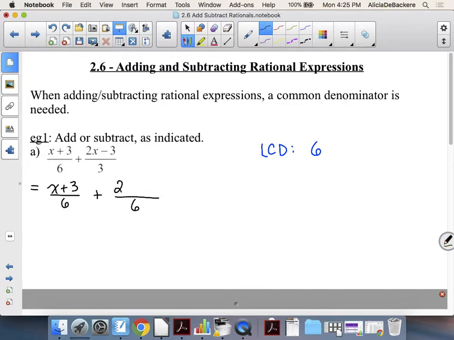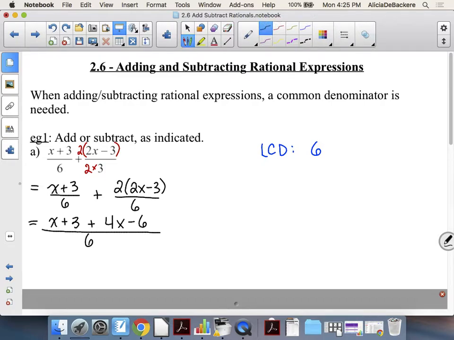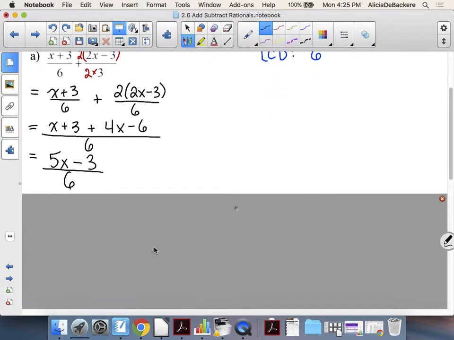So that tells me that I need to multiply the numerator by 2. Be careful that you multiply the whole numerator by 2, not just the first term. So now I've got x plus 3 plus 4x minus 6, and it's all over the same common denominator of 6. Don't forget to multiply the whole numerator by 2. I'm going to collect my like terms on the top, so I have 5 x's, take away 3, over 6. I'm going to think about stating restrictions, but here there's no variables in the denominator, so no restrictions for me to state.